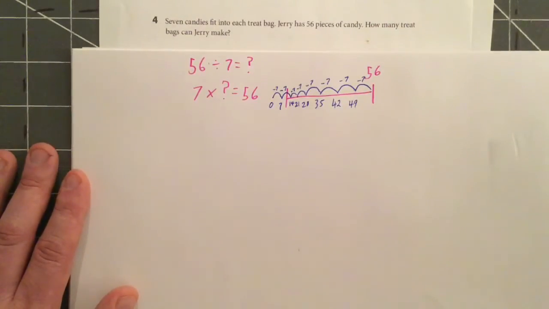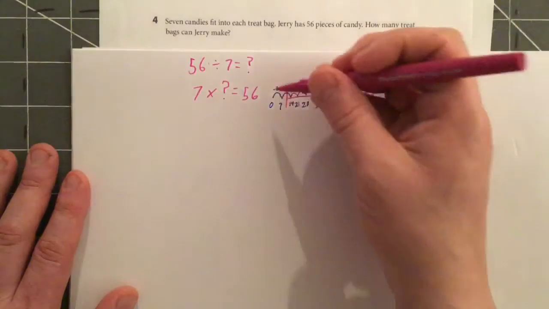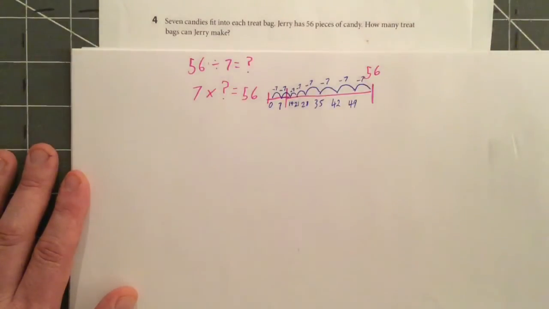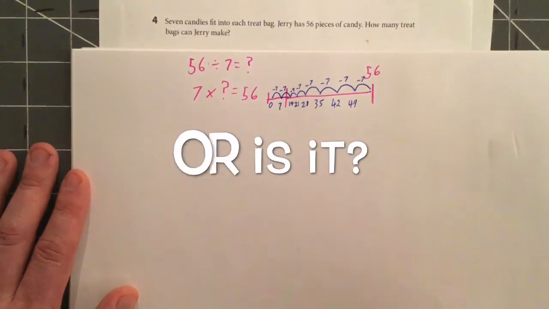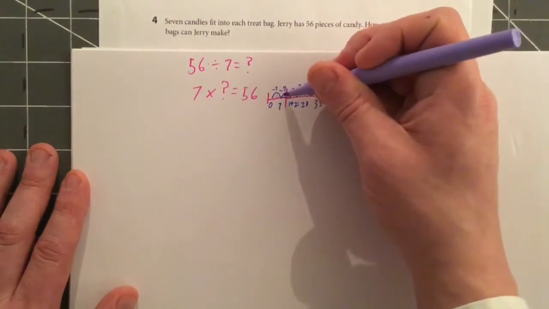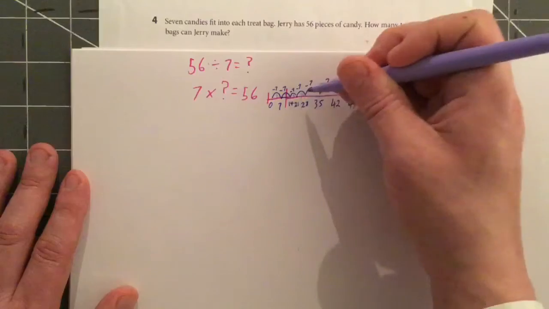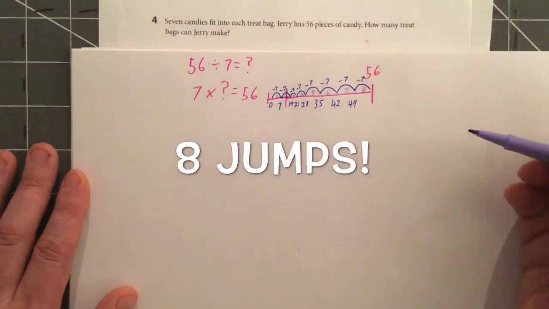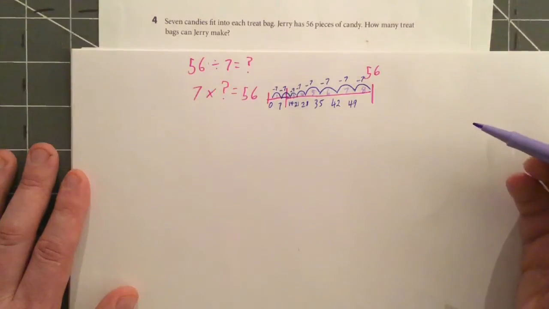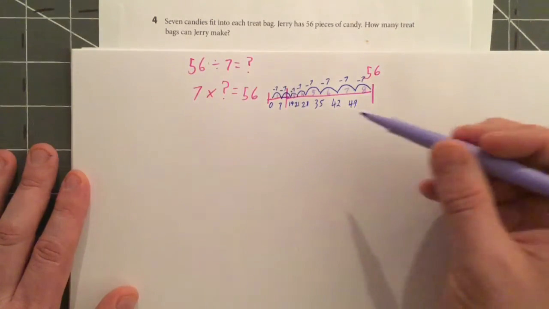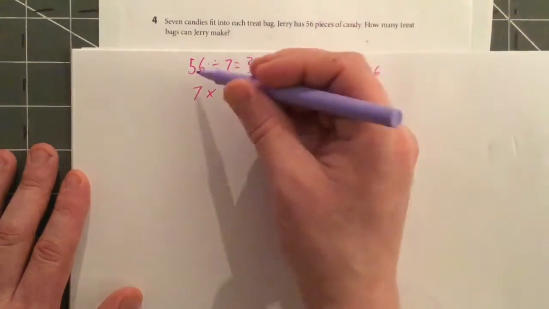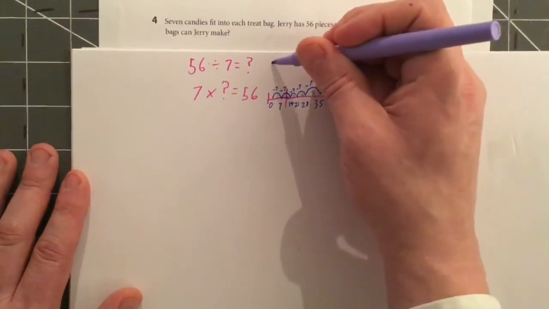I didn't make my number line long enough. I should have planned that. I knew the answer was going to be 7. All right, let's count those out. 1 jump, 2 jumps, 3 jumps, 4 jumps, 5 jumps, 6 jumps, 7 jumps, 8 jumps. Wait a minute. 8 jumps. I thought the answer was going to be 7. It's a good thing I wrote it out and checked my work, so this way I know that 56 divided by 7 is, in fact, 8.